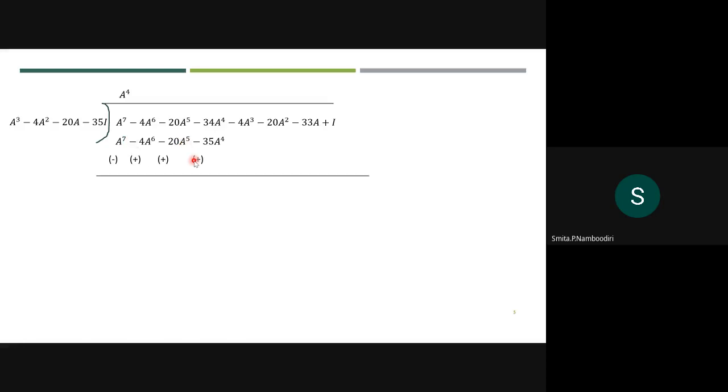उसके बाद now subtract it. So a raised to 7 minus a raised to 7 is 0, minus 4 a raised to 6 plus, ये साइन प्लस हो गया तो plus 4 a raised to 6 will become 0. This also will become 0. We will have only this term. So we will have a raised to 4 minus, बाकी जो है वो नीचे ले लेने का.